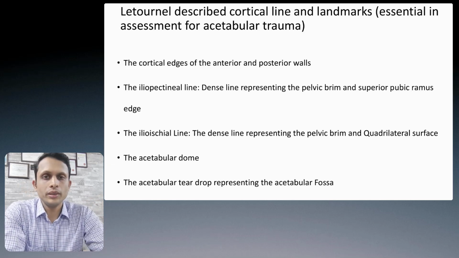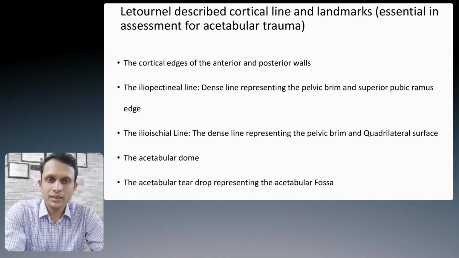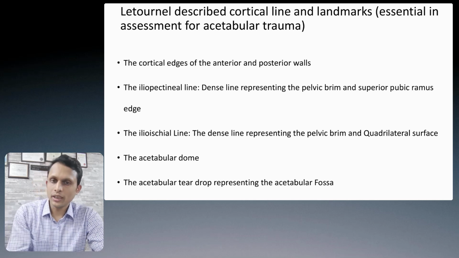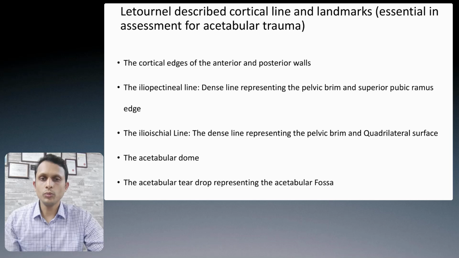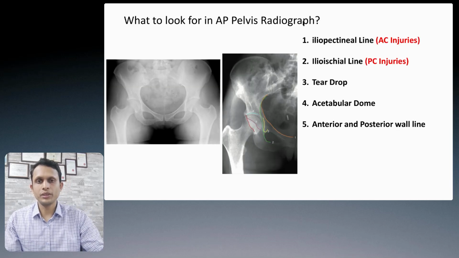There are cortical lines and landmarks that Letournel has described, which are essential in the assessment of an acetabular trauma patient. These are the cortical edges of the anterior and posterior wall; the iliopectineal line, a dense line representing the pelvic brim, and the superior pubic ramus; the ilioischial line, a dense line representing the quadrilateral plate; the acetabular dome; and the acetabular teardrop. Let us go through each of them sequentially.